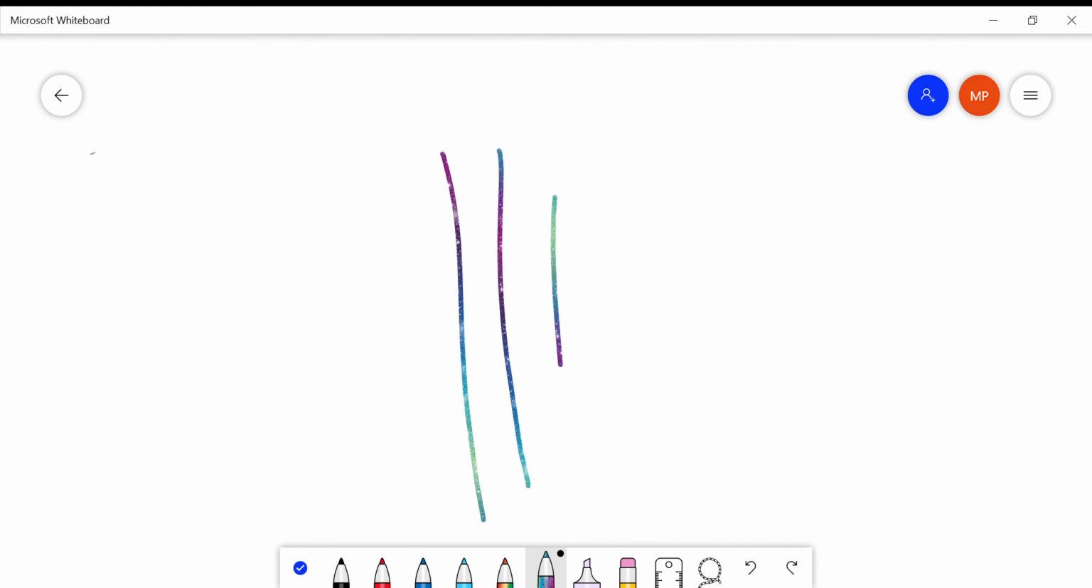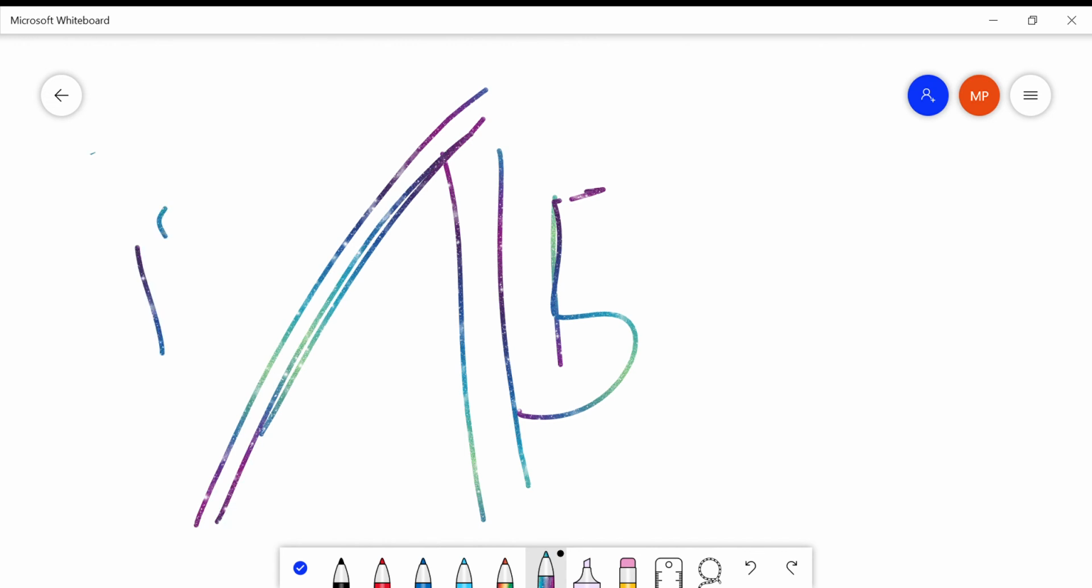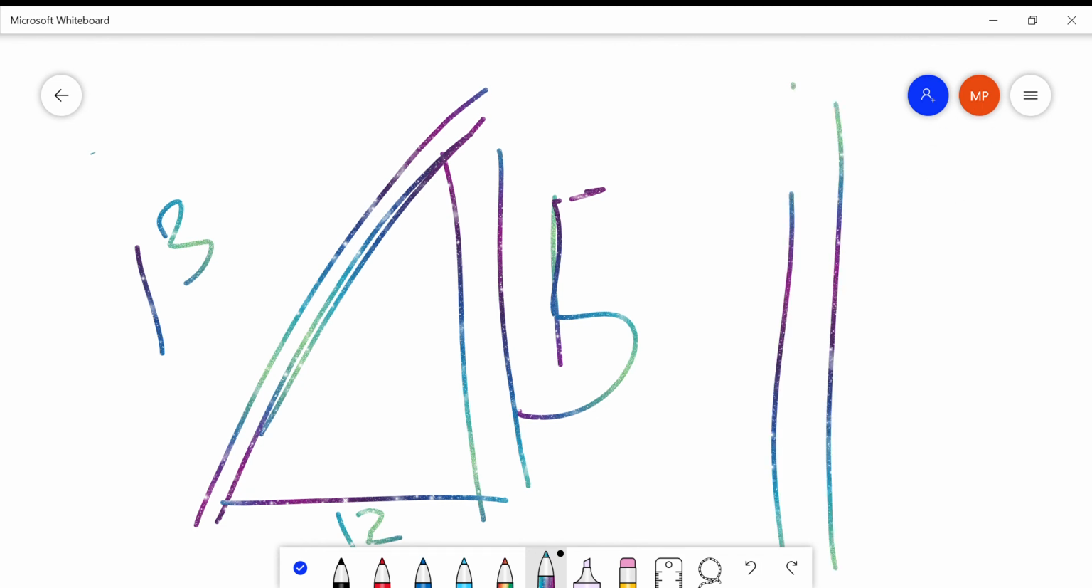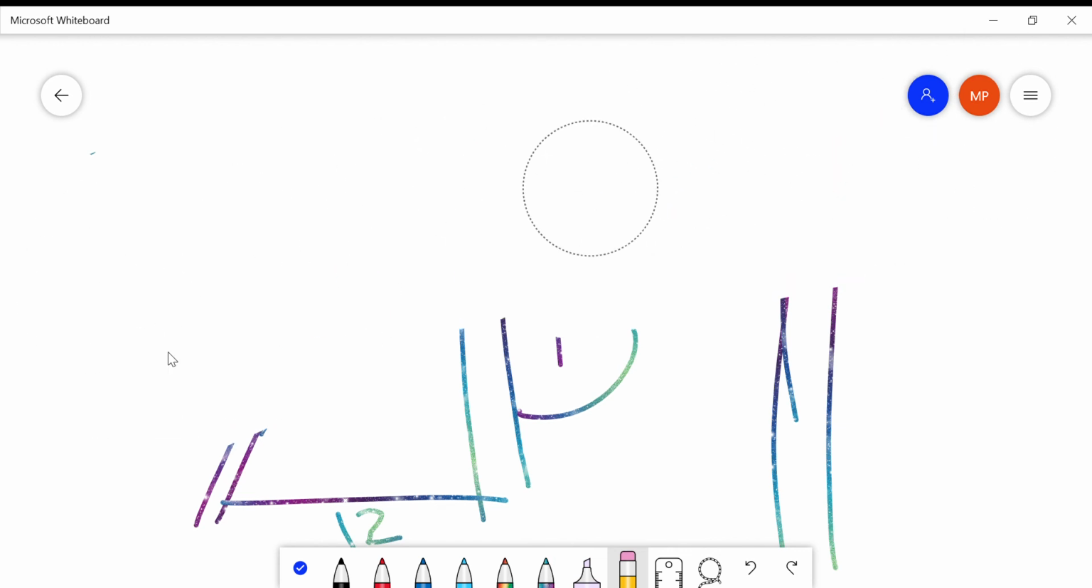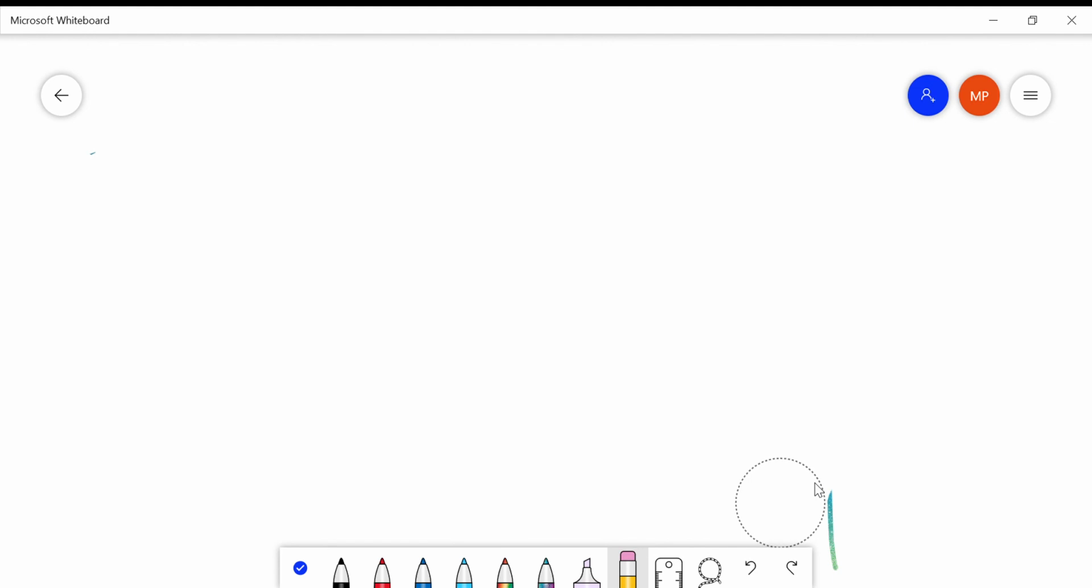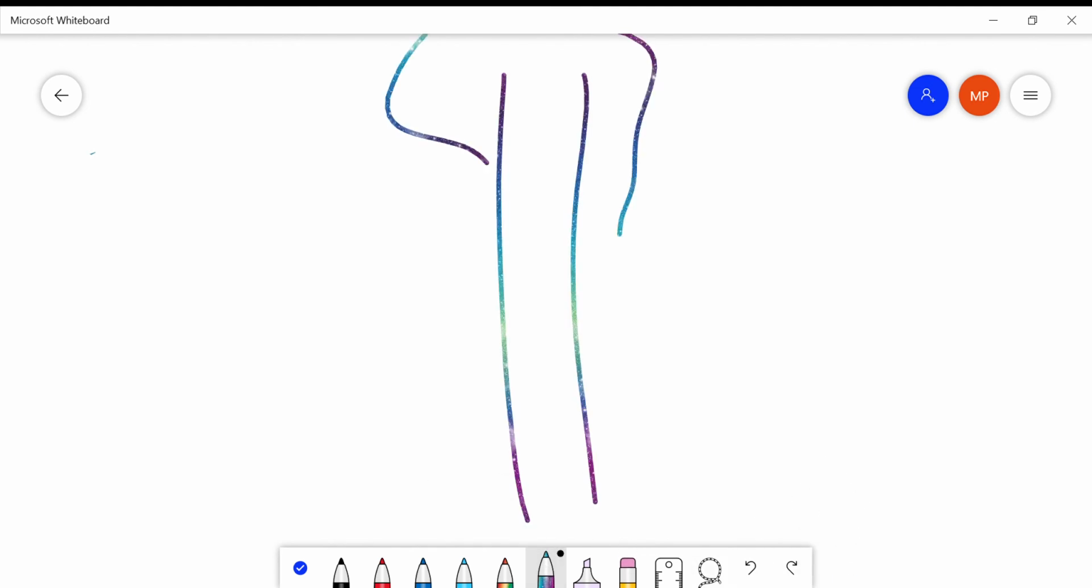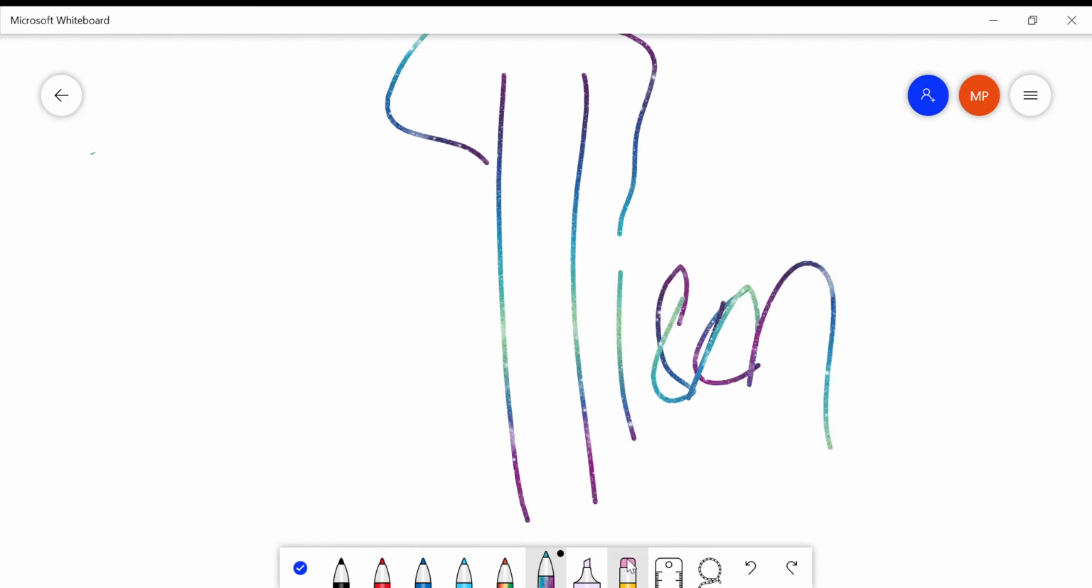So we now know that this part is 5, the hypotenuse is 13, and the base is 12. We have to find the original length of the tree. The tree was standing, it was not tilted like that. So we have to add the perpendicular and the hypotenuse. 5 plus 13 is 18. So the original height of the tree was 18 meters. This question is all solved.